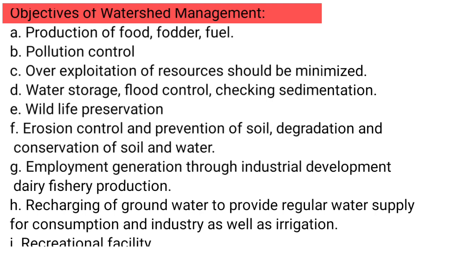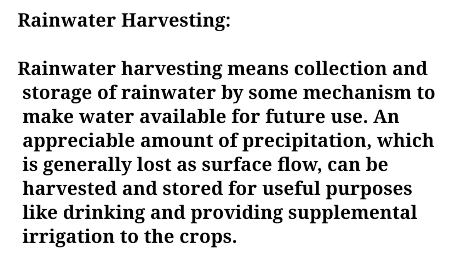A few objectives of watershed management are to control pollution, control over-exploitation of resources, storage of water, flood control, checking sedimentation, and wildlife preservation. Employment is also generated through fishery production, recharging of groundwater to provide regular water supply, and recreational facilities. And water can be utilized for storage, for consumption, for industries as well as for irrigation processes also.